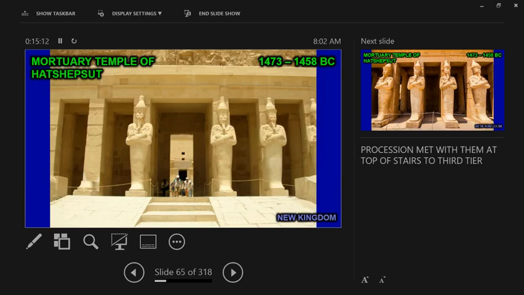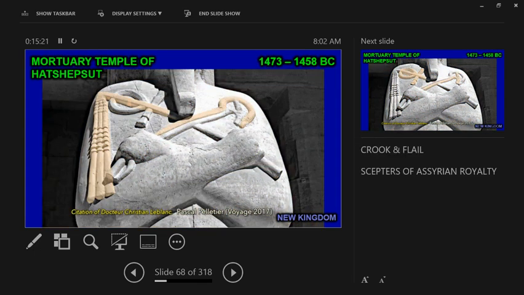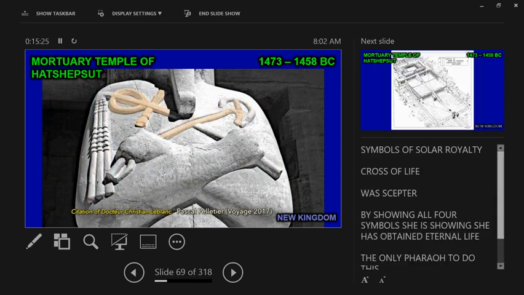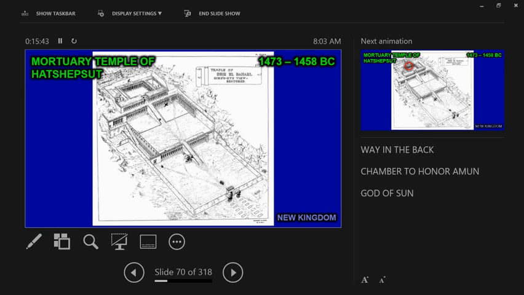And this is the procession. If you're going up the stairs, you are met with these figures at the top of the third tier. And they have the crook and the flail, but there's also the scepters of the Assyrian royalty right there. The symbols of the solar royalty, the cross of life, and the was scepter. By showing all 4 symbols, she is showing that she has obtained eternal life. And only a pharaoh can do this.